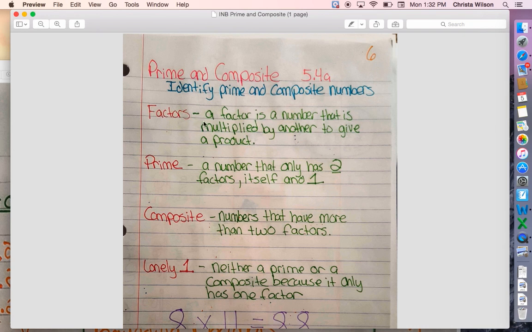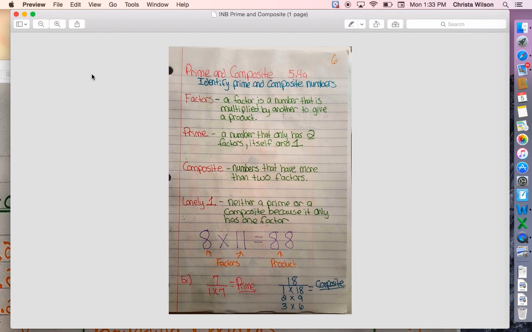We have factors. A factor is a number that is multiplied by another to give a product. A prime is a number that only has two factors, itself and 1. Composite is numbers that have more than two factors. And then we have the lonely one, which is neither a prime or a composite because it only has one factor, and that's itself. Okay, so go in and add these definitions, and then I have an example here.